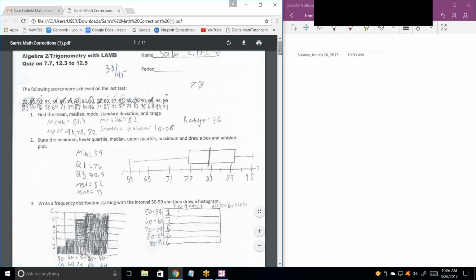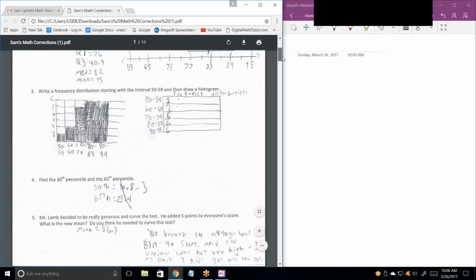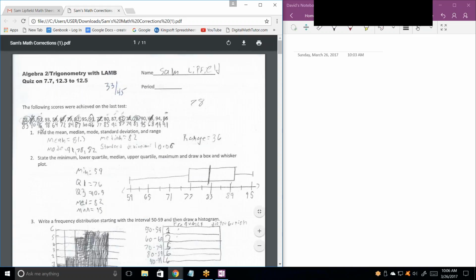So if you want to know what the 30th percentile is, go to the lowest 30% of scores. And the highest score in that group is the 30th percentile. You know what I'm saying?